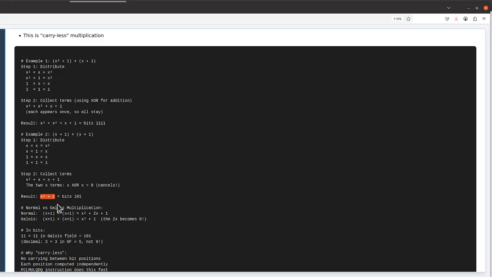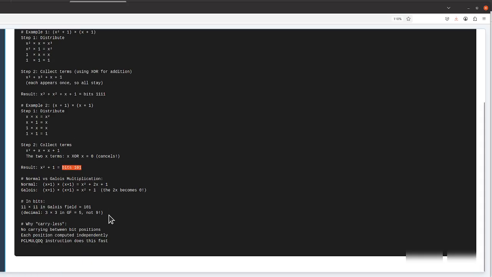We are computing 3 times 3 in the Galois field, which yields 101 in binary, equivalent to 5 in decimal. Notice that this is not 9, unlike normal multiplication. This carry-less multiplication is what makes Galois field arithmetic special. There's no carrying of bits like in normal multiplication. Each bit position is independent. This property is what allows the PCLMULQDQ instruction on modern CPUs to compute it so quickly.